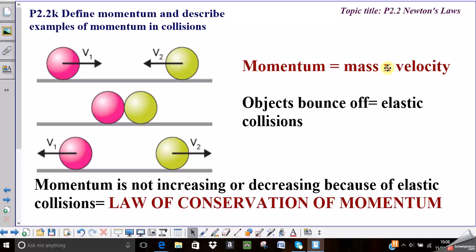So momentum equals mass times velocity. We can calculate the momentum of the pink one. We can calculate the momentum of the green one if we know the mass and we know the velocity. The objects bounce off. This is called an elastic collision because the objects bounce off. They're not changing their shape, they're not breaking, they're not sticking together. Momentum is not increasing and is not decreasing because of elastic collisions. This is the law of conservation of momentum.